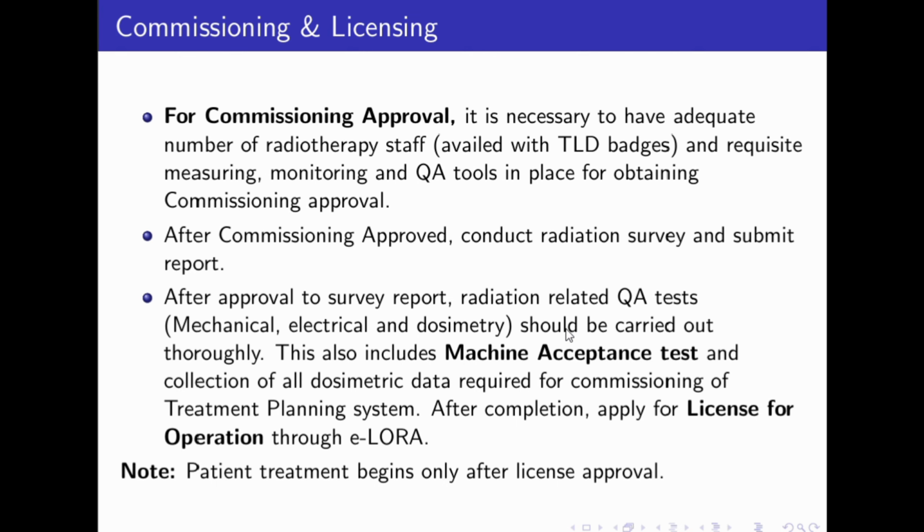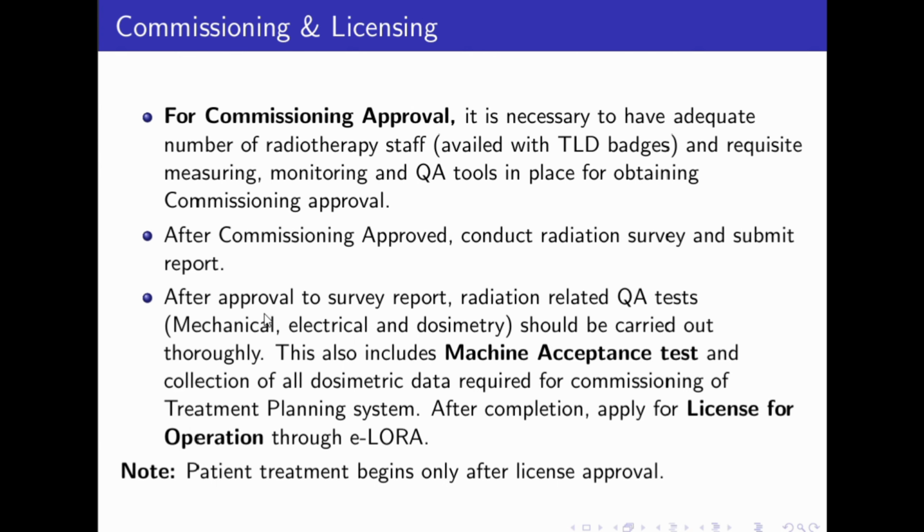Next comes commissioning. The institute has to take a commissioning approval from the AERB, and for that it is necessary to have an adequate number of radiotherapy staff and requisite measuring, monitoring, and QA tools, and dosimetric tools. You have to submit all the details of staff and TLD badges, and QA tools you have bought, to the AERB through the AERB portal. After getting the commissioning approval, you can conduct a radiation survey, and then you have to submit the survey report to the AERB.